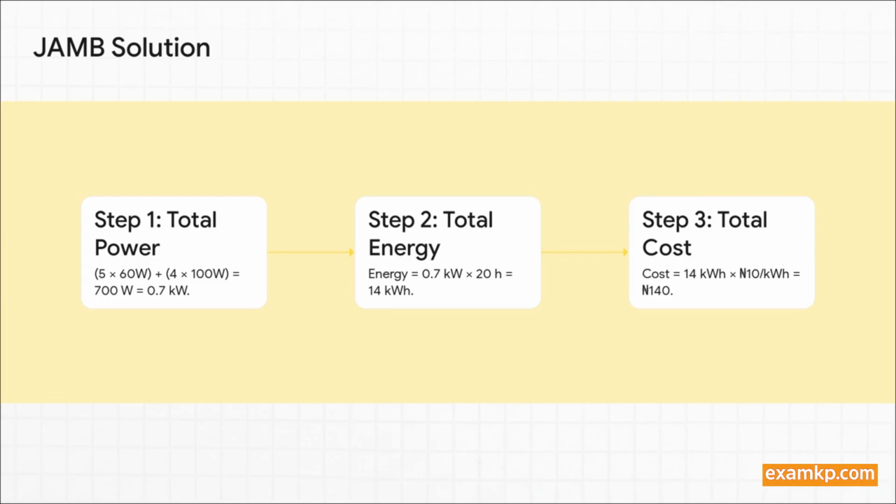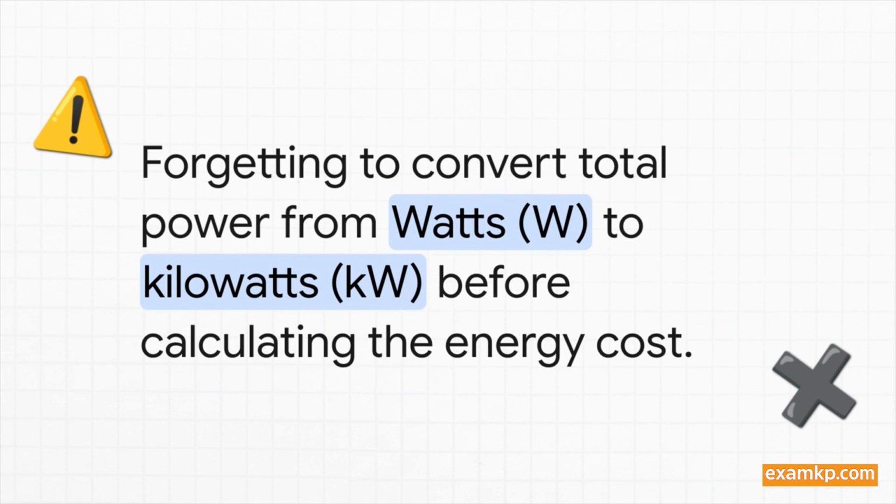Almost there. Step 3, the cost. Just multiply the energy, 14 kilowatt hours, by the rate, 10 naira per kilowatt hour. And that gives us a grand total of 140 naira. The answer is D. Now, listen up, because this is super important.